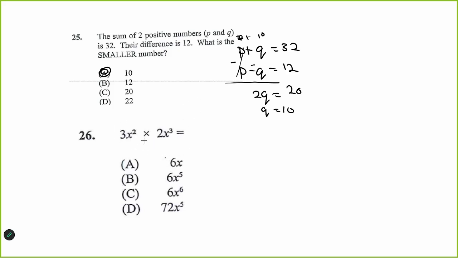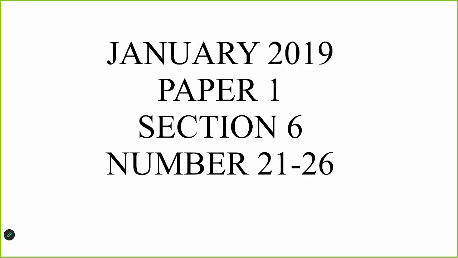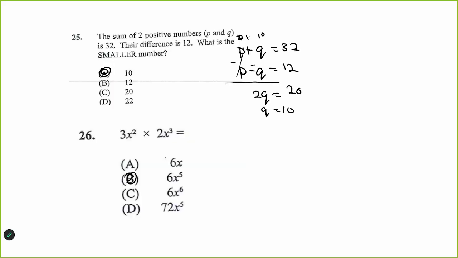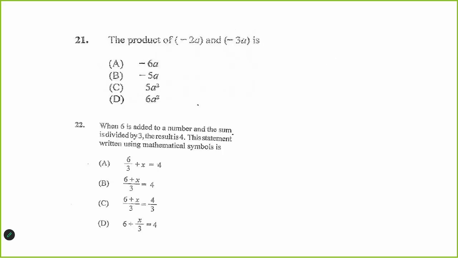If your bases are the same, you add your powers. So 2 plus 3 is 5, and 3 2s are 6, so the answer is B. That's the end of May, June 2019. Let's look at January 2019. The product of these two negatives has to be positive, and 2 by 3 is 6, so the answer is D.